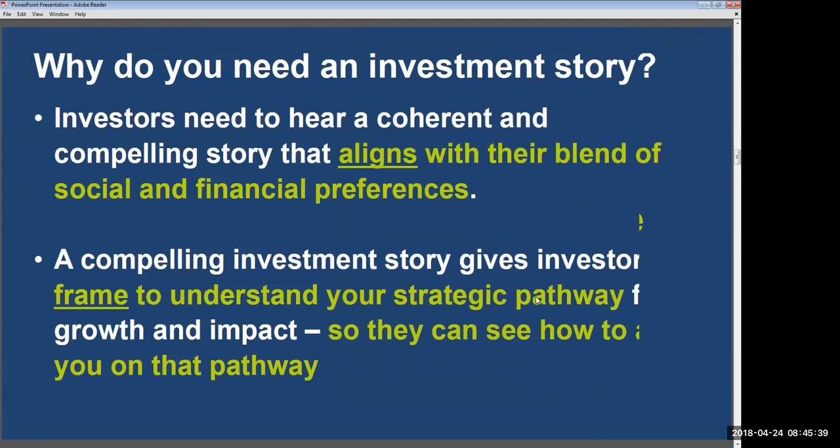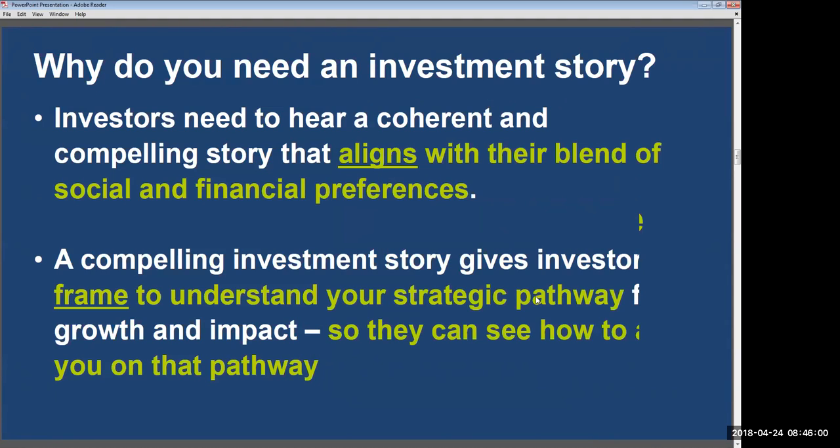So why do you need an investment story? The key of this is that every interaction with an investor is actually an opportunity to persuade them to dig deeper with you. And so what you want to do is give them not only a coherent and compelling story, but you need to align it with their blend of social and financial preference.